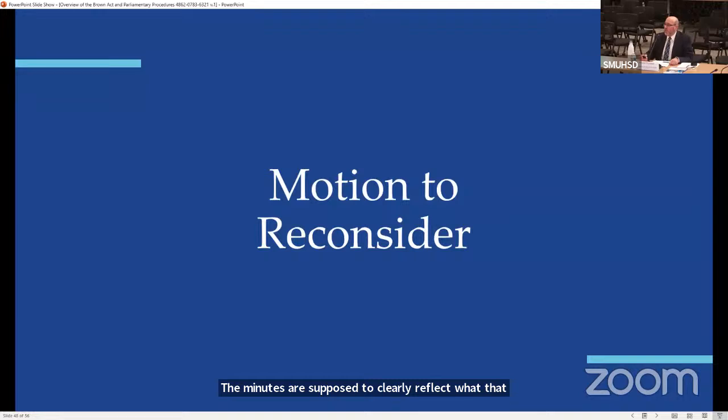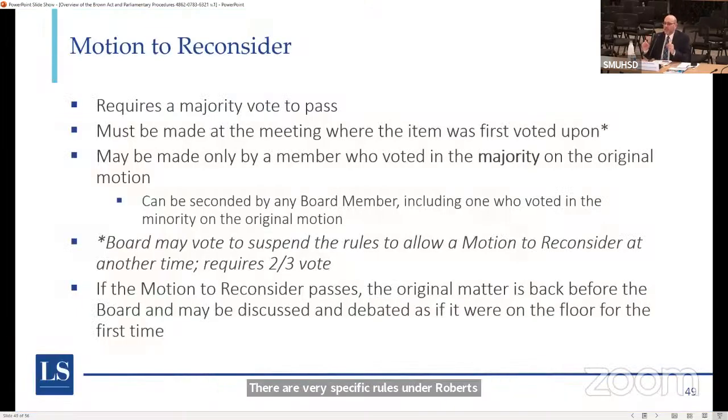There is one kind of motion, and I know we need to wrap up, that I just wanted to touch on: motions to reconsider. This comes up more than I want it to, where a decision is made and somebody wants it to be reconsidered down the road. There are very specific rules under Robert's Rules of Order. And this is the one place where I will tell you, be sticklers for process.